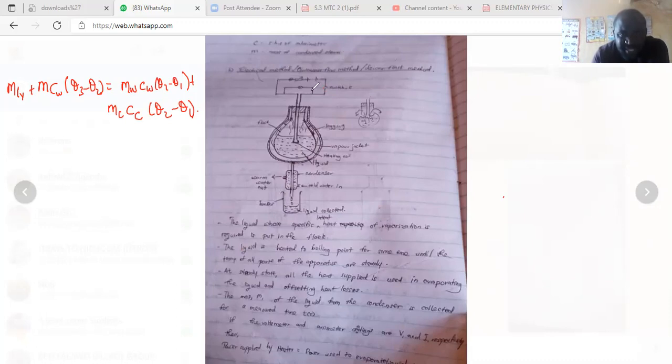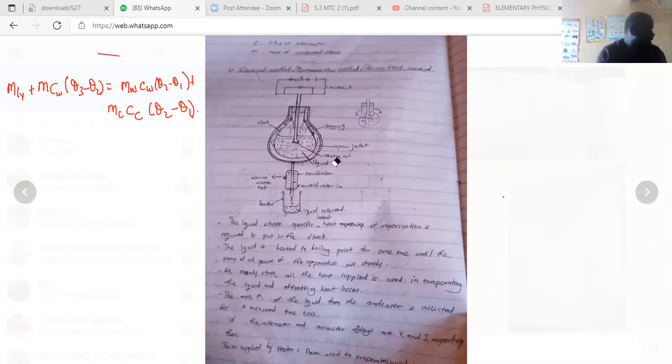Then when you look at this circuit up here, it has a switch. Don't forget to close it. It has a voltmeter across the heater. It has an ammeter and a rheostat. So with that note, we look at the setup as shown.